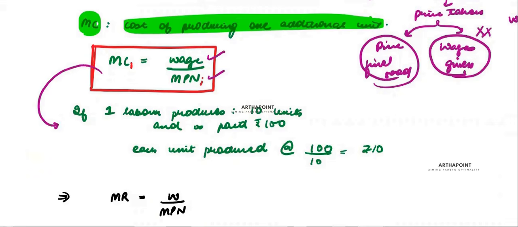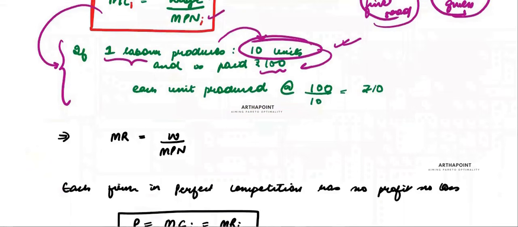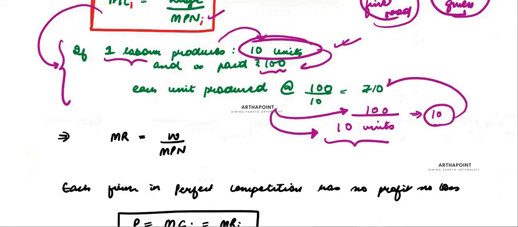To give you an example of this, let's say that when I hire one more labor, he produces 10 units. And let's say that this labor is paid 100 rupees. So just imagine an additional unit of labor produces 10 units and is paid 100. So what is the per unit cost that I bear for these extra 10 units? 10 rupees. So the marginal cost is wage by marginal product.